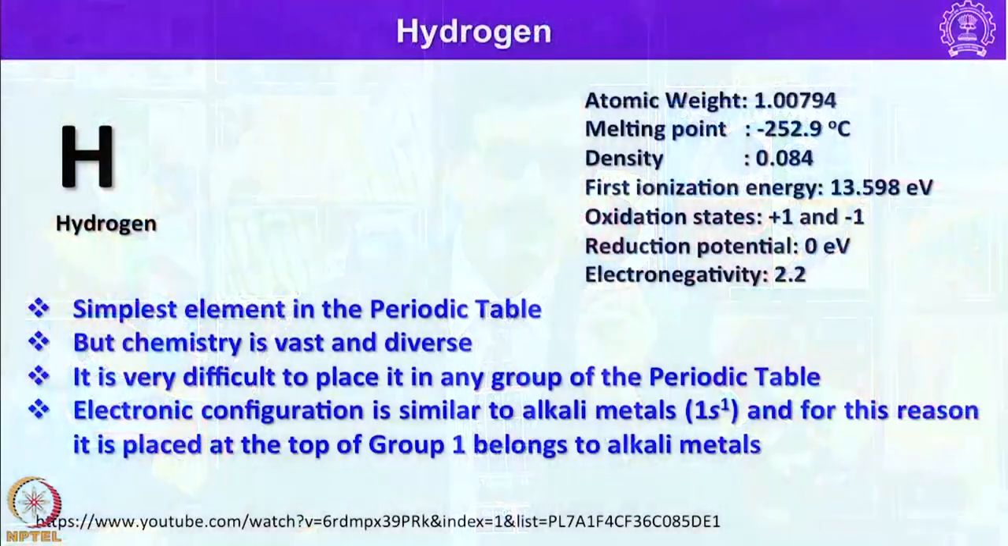Whatever we measure as reduction potential of other elements is with reference to hydrogen reduction potential, that is considered as 0 electron volts. And of course, you know the fact that it is the simplest element in the periodic table. However, the chemistry is vast and diversified. In fact, it reacts with most of the elements in the periodic table with different structural and bonding properties. Because of its unique property, it is very difficult to place it in any group of the periodic table.